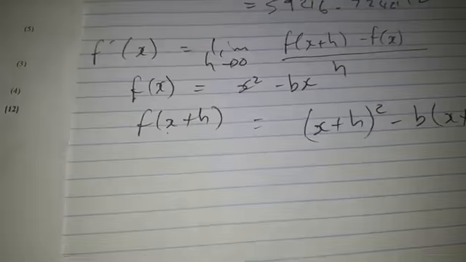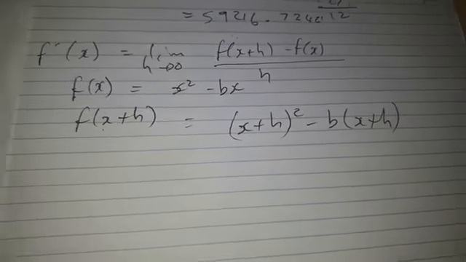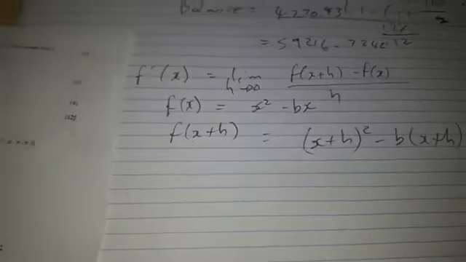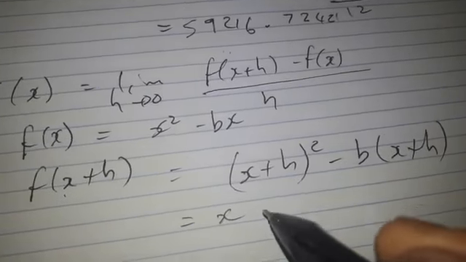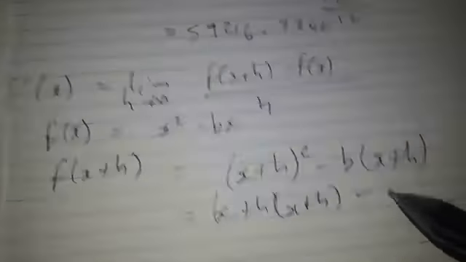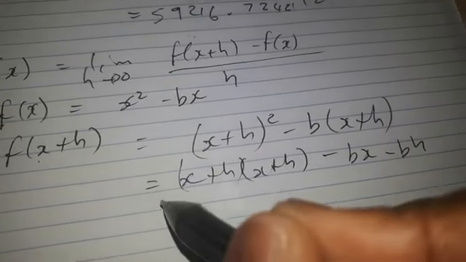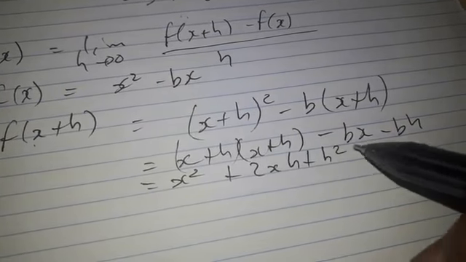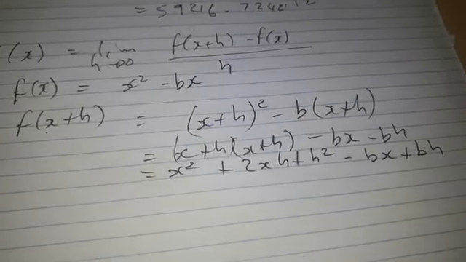We obviously don't want to overthink anything. So we can simply simplify this and then work it out normally. We don't want to think that anything is off here. So here this is just going to be x plus h, and then x plus h again, minus bx minus bh, and then this is x squared plus 2xh plus h squared minus bx minus bh. Okay, that's nice.